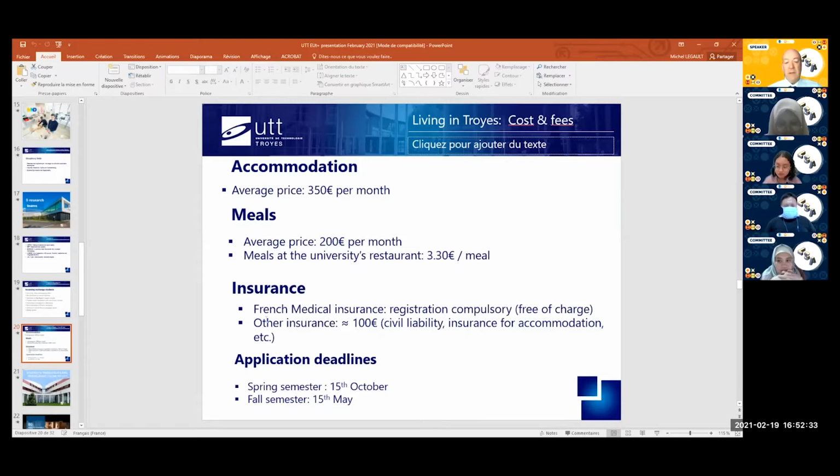And then for visiting students, they need to pay for the insurance. It's a civil liability kind of insurance. In fact, it's an obligation to get your accommodation. The application deadlines, so for the spring semester, it's the 15th of October, and for the fall semester, it's the 15th of May.